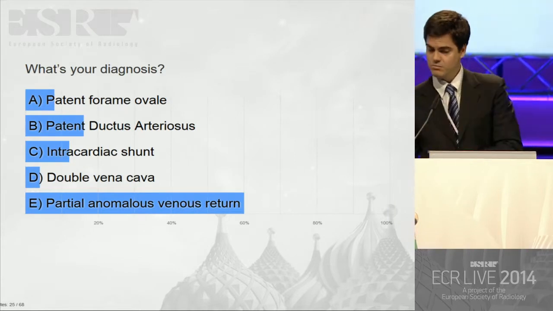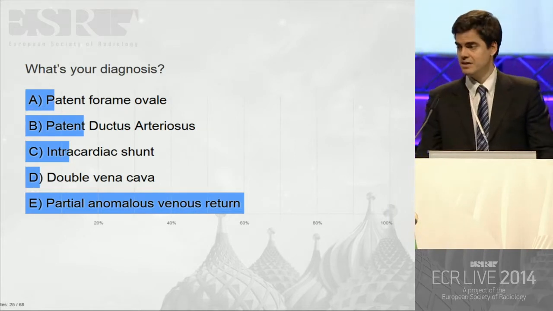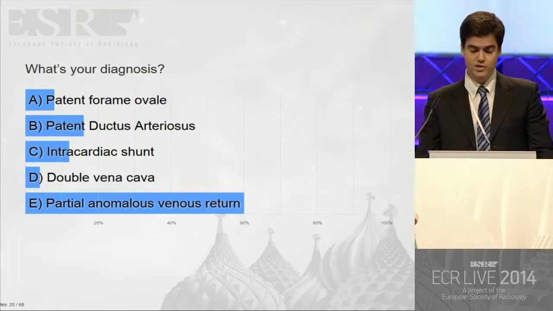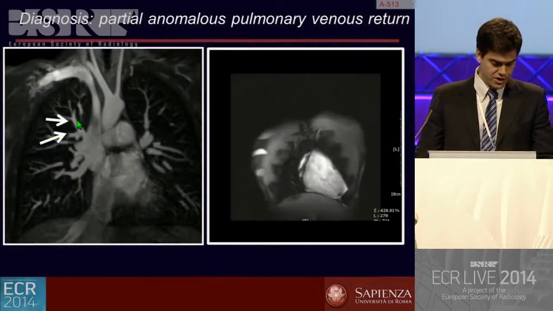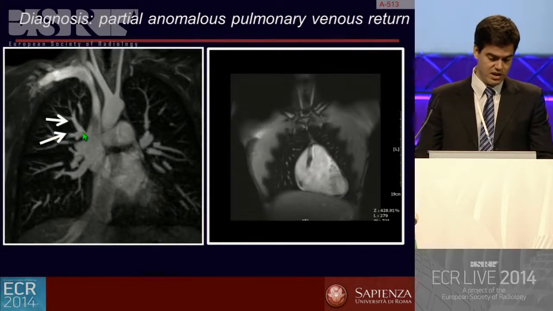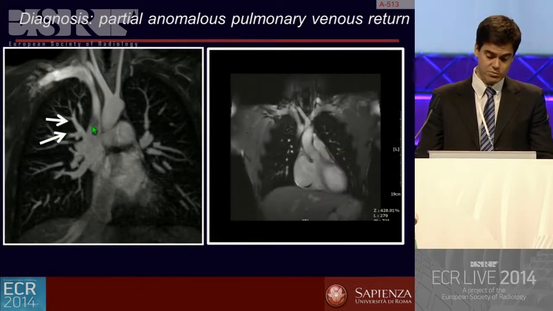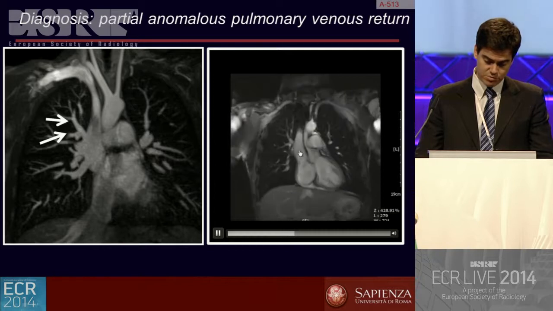Okay, great. Most of you answered correctly. This patient has a partial anomalous venous return. I will show you in more detail. This is the venous branch which goes into the superior vena cava, the pulmonary venous branch, and is also depicted on the angio. I will stop the movie here.